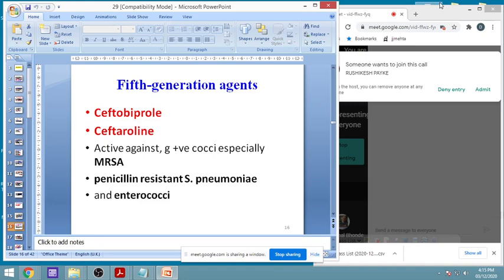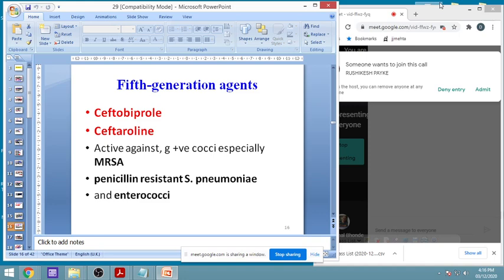Otherwise, methicillin is one of the very good penicillins which can act against gram-positive organisms, and it is not destroyed by the penicillinase enzyme. It is inherently resistant to bacterial penicillinase or beta-lactamase. But some strains, some varieties of Staphylococcus aureus, are methicillin resistant, and that is very dangerous. In those cases, the fifth generation is useful. They are also useful in penicillin resistance.